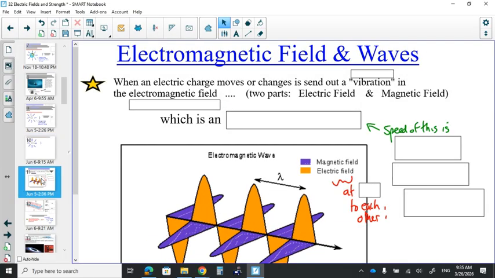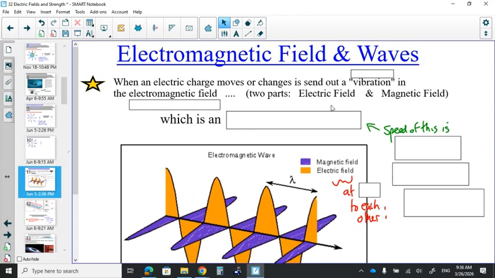So electric and magnetic fields, electromagnetic fields. I'm throwing out that term now. Electromagnetic field, I'm just mentioning that now so that you can know that electric fields and magnetic fields come as a pair.